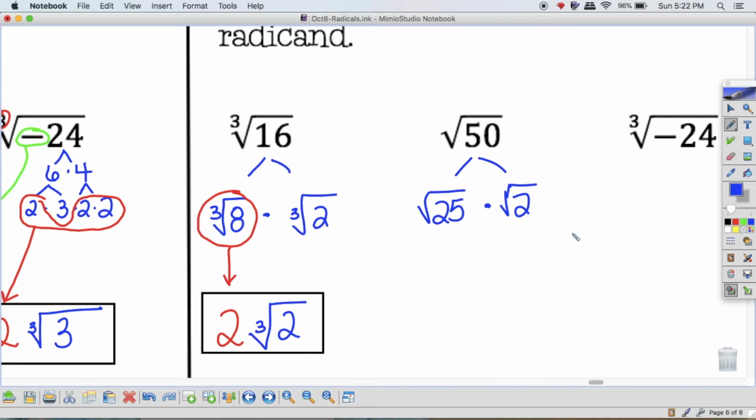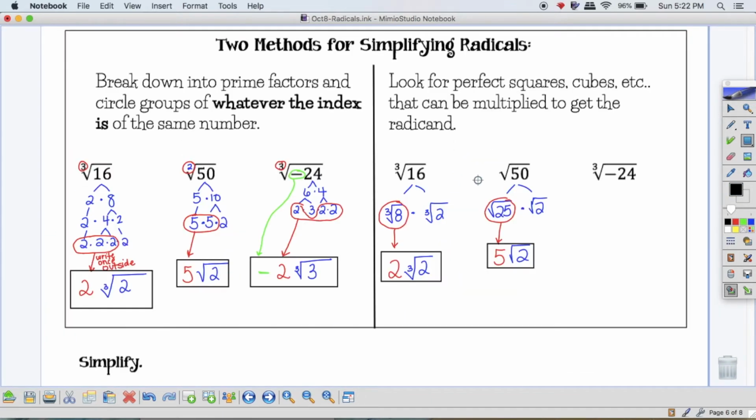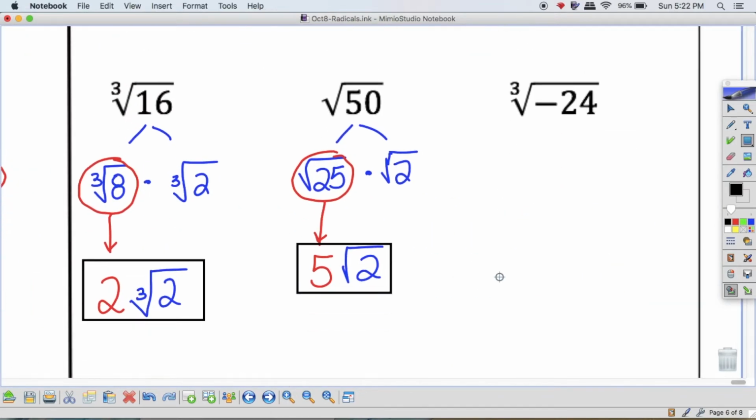Okay. Why did I want to do that? Because 25 is a perfect square. What is the square root of 25? It is just 5. So I could do 5 times the square root of 2. That's the same answer. So you'll notice this way might be a little bit shorter. The only problem is, like I said, you need to make sure you have your perfect squares and cubes and fourth powers memorized.